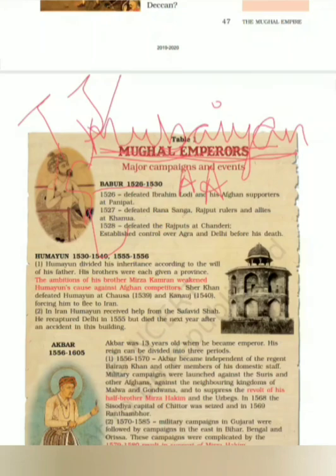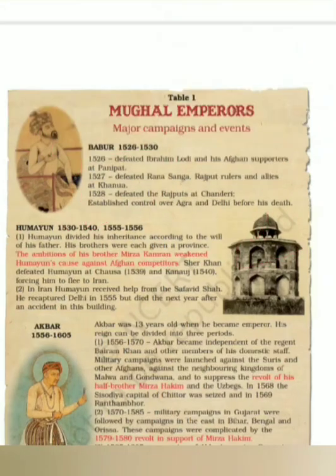However, when Babur was dying, he said to Humayun, work hard in belief in Supreme God, and thus came Humayun. Humayun ruled from 1530 to 1540 and 1555 to 1556. Humayun divided his inheritance according to the will of his father. Each brother was given a province, and the ambitions of his brothers weakened Humayun's cause against the Afghan competitors. Then Sher Khan defeated Humayun at Chausa and Kannauj, and thus there is a gap here.